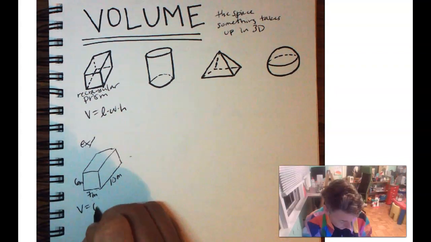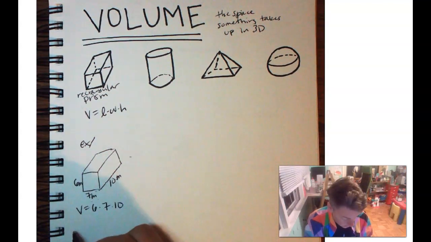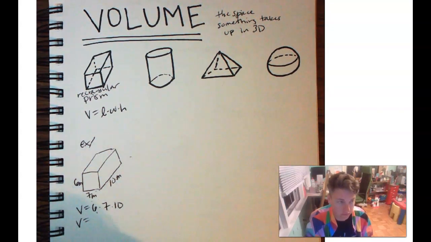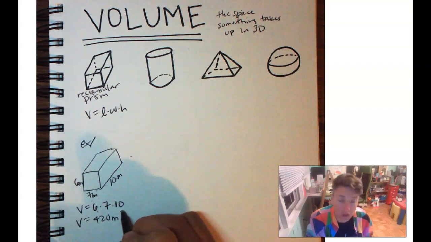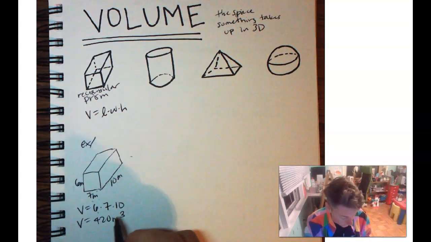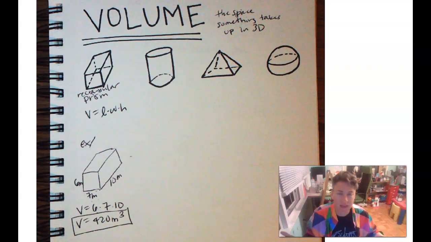So let's just say 6 times 7 times 10. All of them are meters. 6 times 7 is 42 times 10 is 420 meters cubed, because we're in volume right now. Meters cubed. Easy peasy, lemon squeezy.